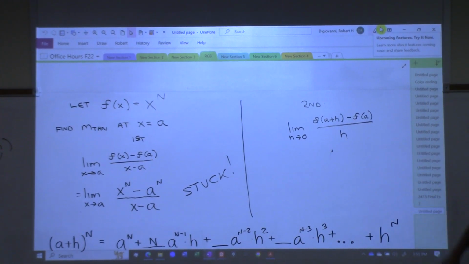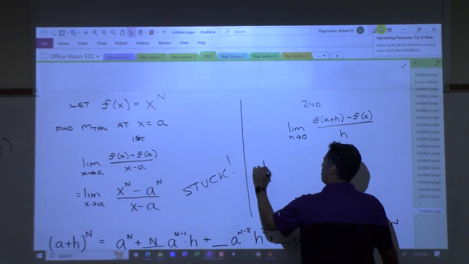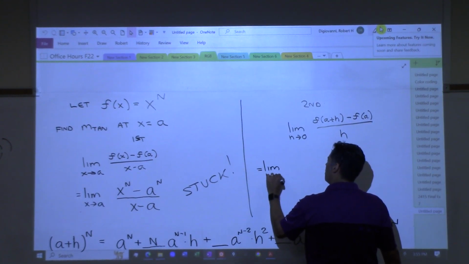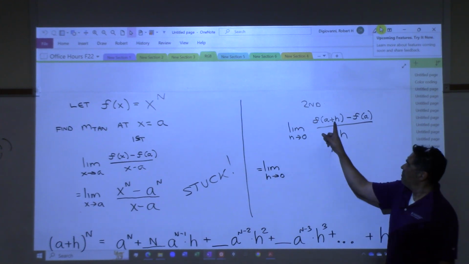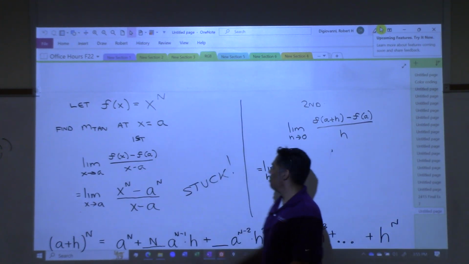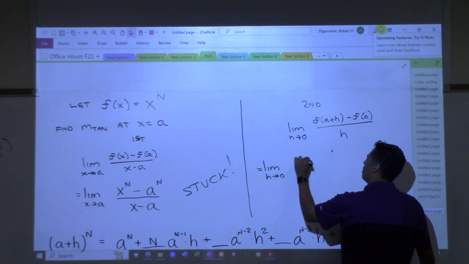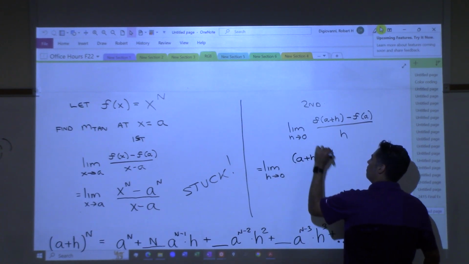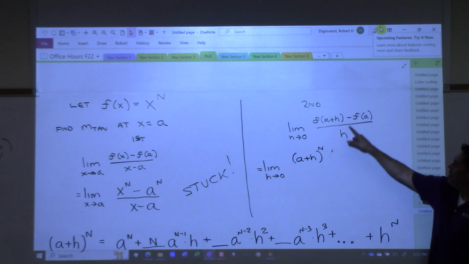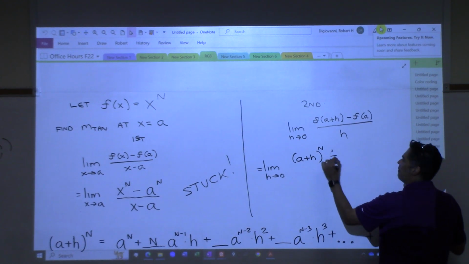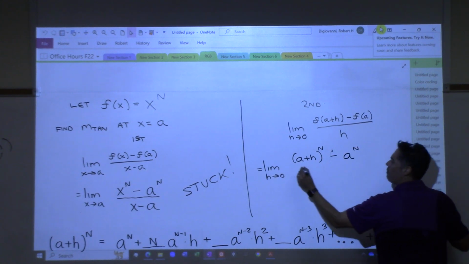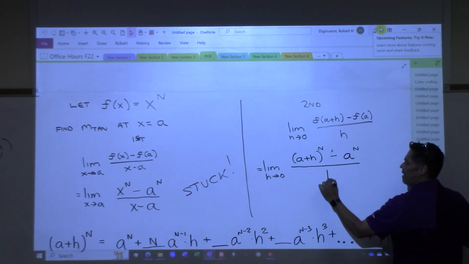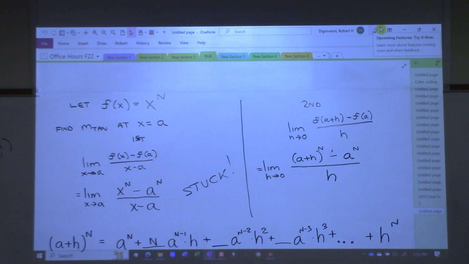However, if we use this definition, we do the limit as h goes to 0. When I plug a plus h into that, don't I get a plus h to the nth power? Then minus what? a into that, a to the n, over h. That's the second definition.